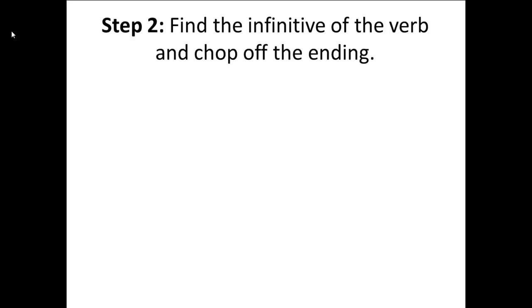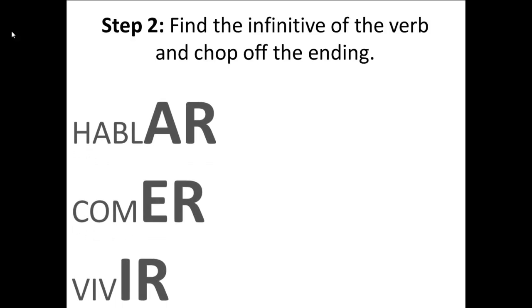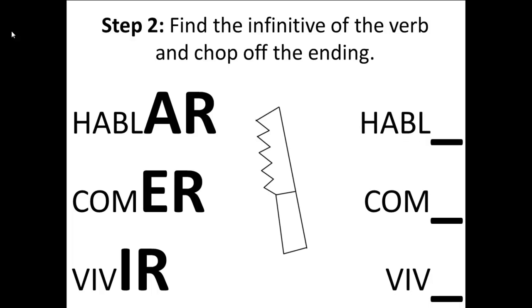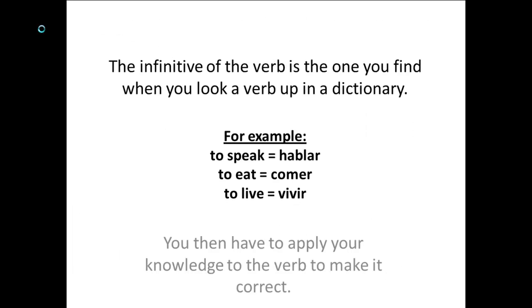Step 2. Find the infinitive of the verb and chop off the ending. Here we see 3 examples. Hablar, comer, vivir. We chop and then you're left with a stem: habl, com, viv. The infinitive of the verb is the one you find when you look up a verb in a dictionary. For example, if you look up speak, you'll find hablar, which is to speak. If you look up eat, you'll find comer, which is to eat. And if you look up live, you'll find vivir, which is to live.